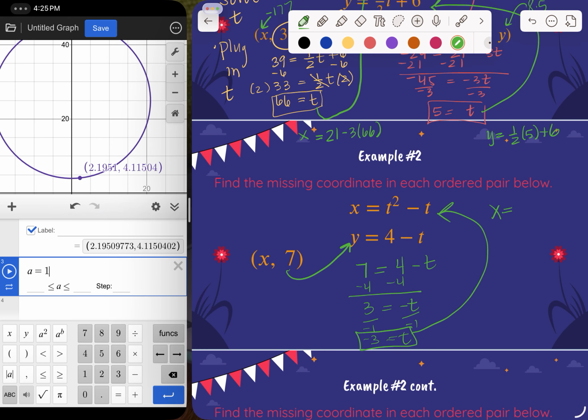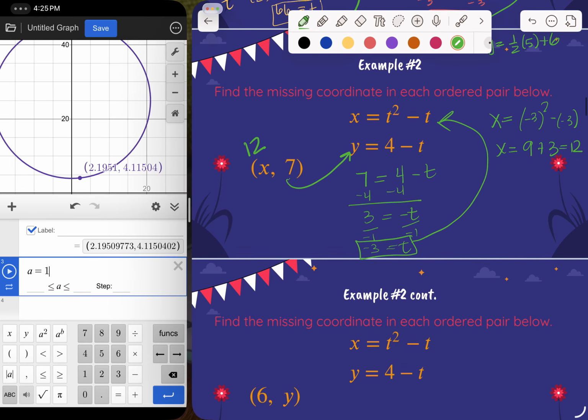And I need to solve for x, so I'm plugging that in up here. x equals, let's see, -3 squared minus -3. So plus, and I get 12. x equals 12. Again, I went quickly. I may have made a mistake. You should check my work. You should pause and slow down.